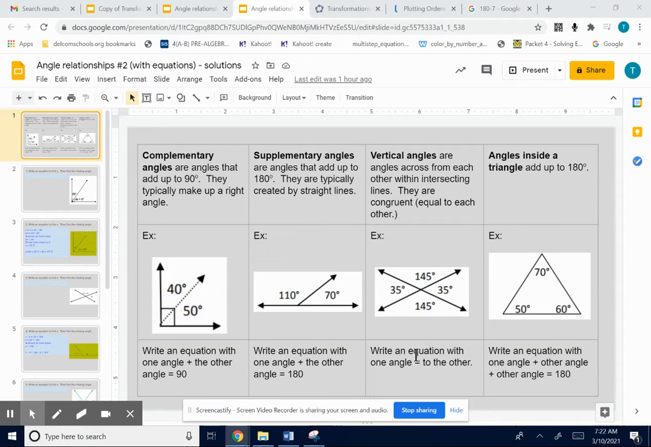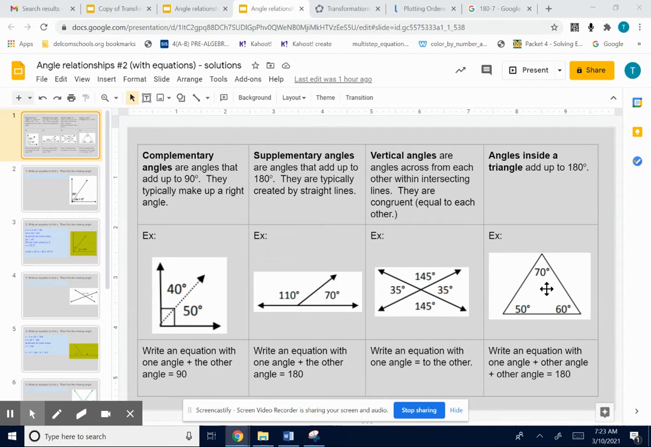Okay, this video is to help you guys that are at home with the angle relationships number 2 slides. We're just working with the same angles we did before. Angles that make up a right angle add up to 90. Angles that make a straight line add up to 180. Vertical angles are equal. Angles in a triangle add up to 180. We're using those same ideas, but now we're going to use equations to help us find missing angles.